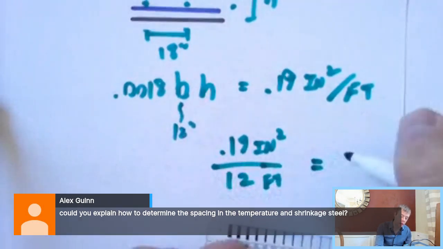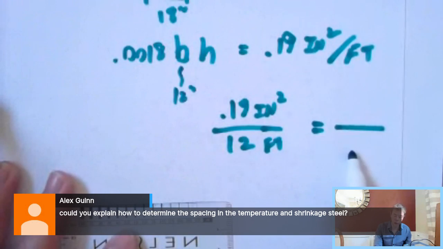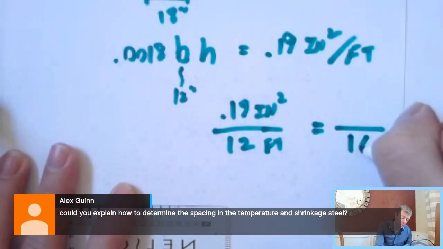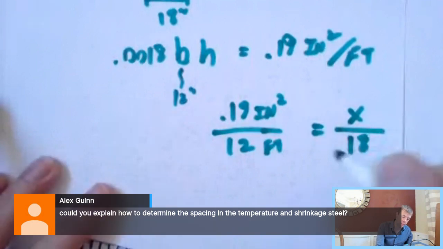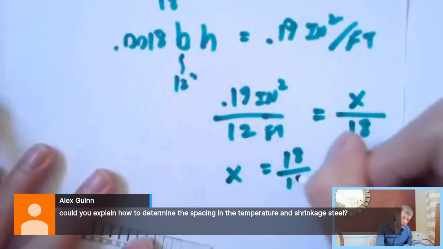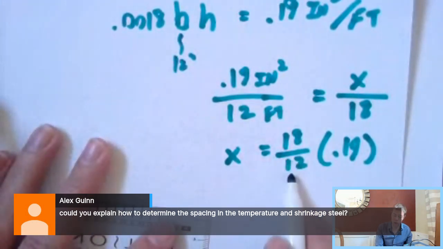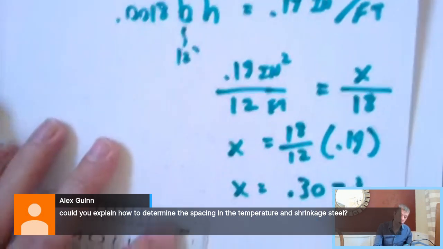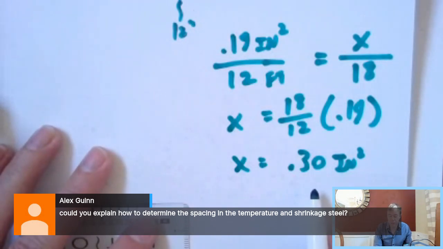And then you're going to come over here and you can either pick the numerator or the denominator. You can either pick the size of bar you wanted, or you could pick the spacing, whichever one you wanted to do. So if I use something like 18, because it's a number I can do in my head, x equals 18 over 12 times 0.19. That would be 1.5, and 1.5 times 0.19 is about 0.30 inches squared. So I would look up a bar that has an area of 0.30 inches squared, and that is the bar I would use at 18 inches. And if I need to use a slightly larger bar, then it would just be conservative.